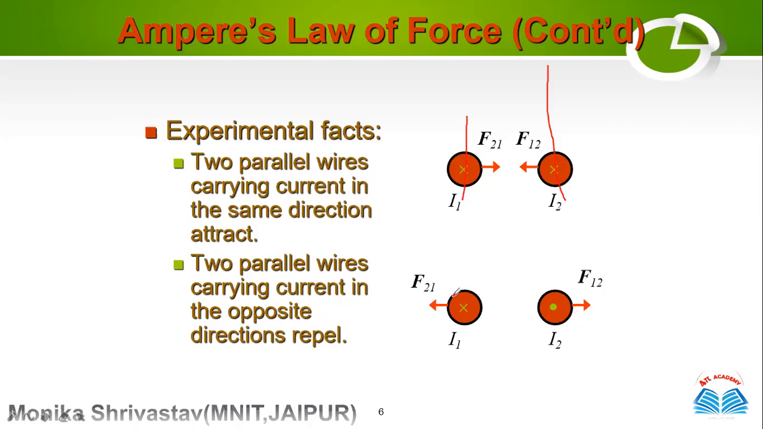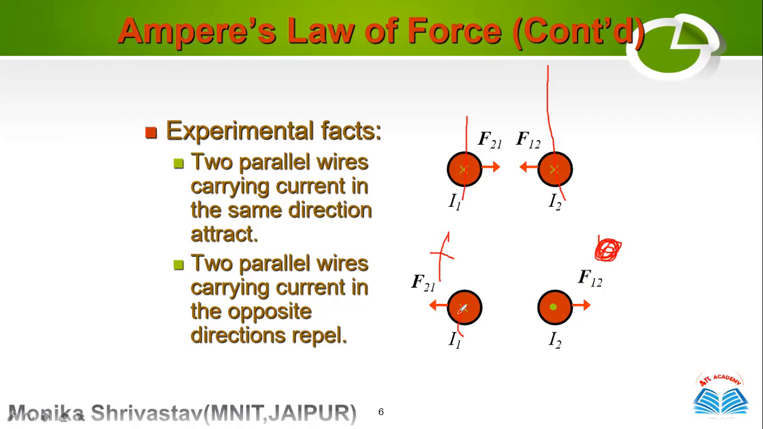The second assumption is about two parallel wires having current in opposite directions. When I use the cross, that means the current is in the inward direction, that means down into the page. And when I use the dot, that means the outward direction, that means up out of the page.